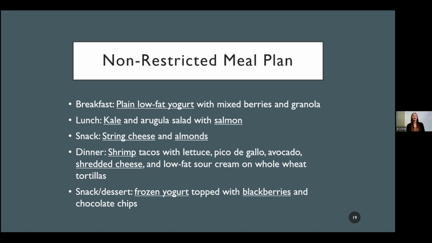So for breakfast, we have plain low-fat yogurt with mixed berries and granola. For lunch, we have a kale and arugula salad with salmon. And then as a snack, we have string cheese and almonds. And then for dinner, shrimp tacos with lettuce, pico de gallo, avocado, shredded cheese, and low-fat sour cream on whole wheat tortillas. And then for a snack or dessert, we have frozen yogurt topped with blackberries and chocolate chips. And then Emma's going to take it to the next one.